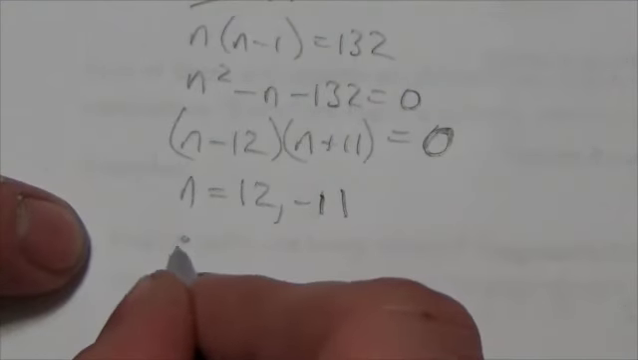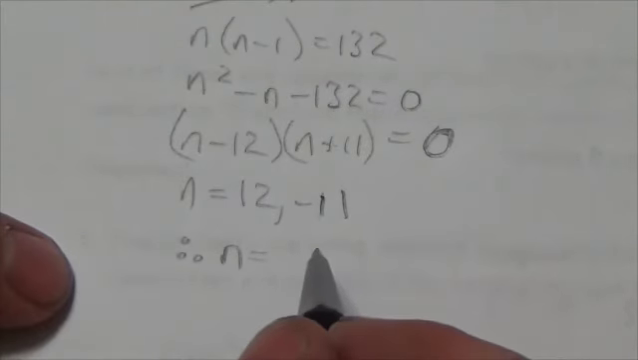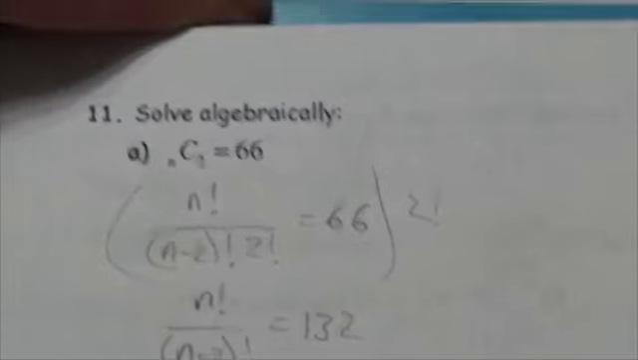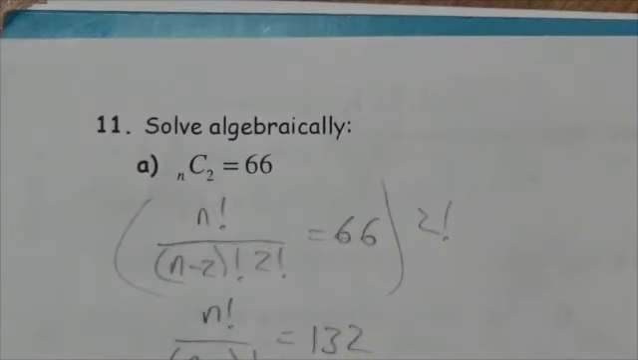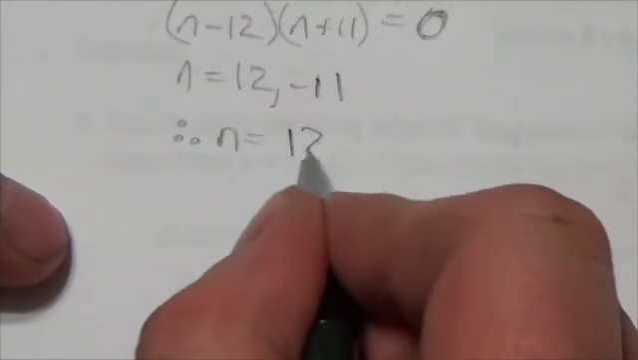But, just as in previous questions here, we don't want the negatives. The negative makes no sense here. You really can't put a negative in here. Negative 11 choose 2 doesn't work. 12 choose 2 does though. So the answer here is exactly 12.